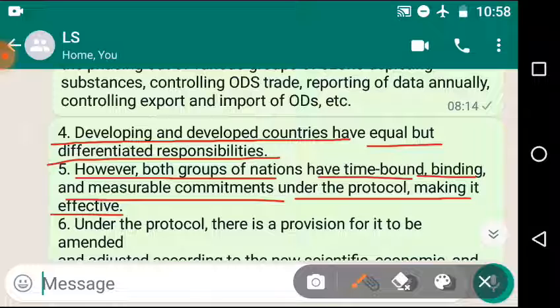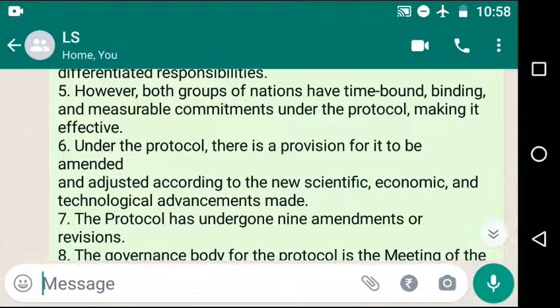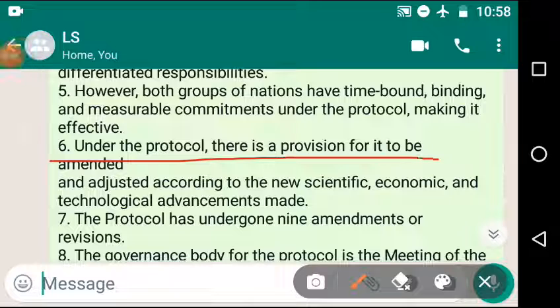And measurable commitment means, commitment normally means to give a promise to yourself that within that time we have to act according to the protocol here. And under the protocol there is a provision for it to be amended. There are some changes that have been made in this Montreal Protocol also, like you will see in the Kigali amendment.